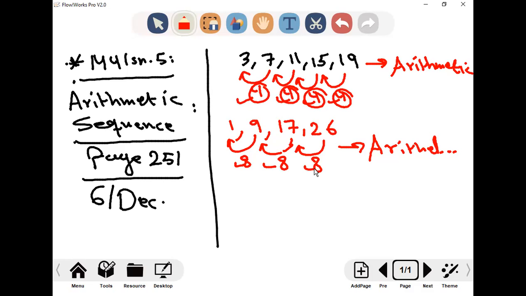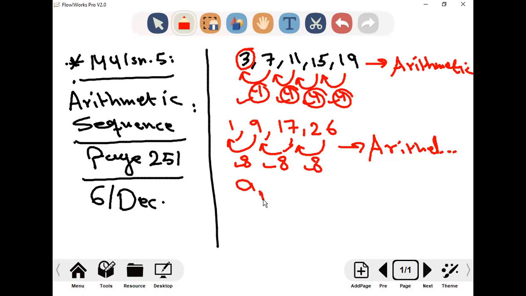Tamam. Now look at the 3 here. We call it term. The 3 here, we will call it the first term. The 7, second term. The 11, third term, and go on. Now the first term, we will call it A1. We will call it A small 1, like this. A, and the 1 is small under.